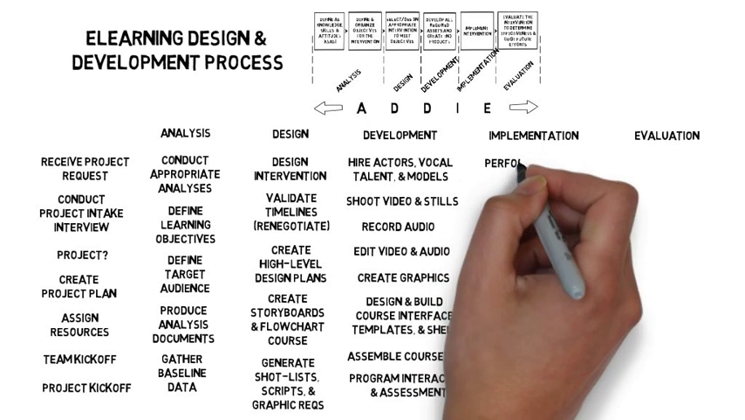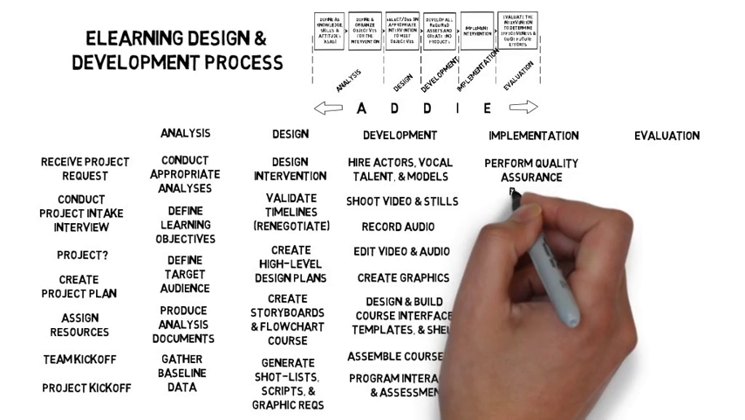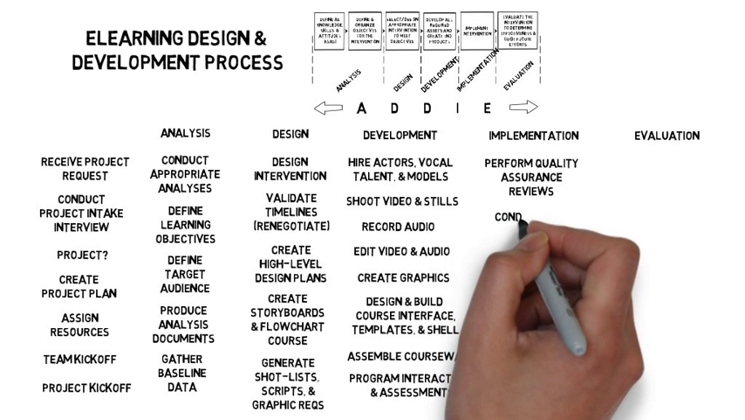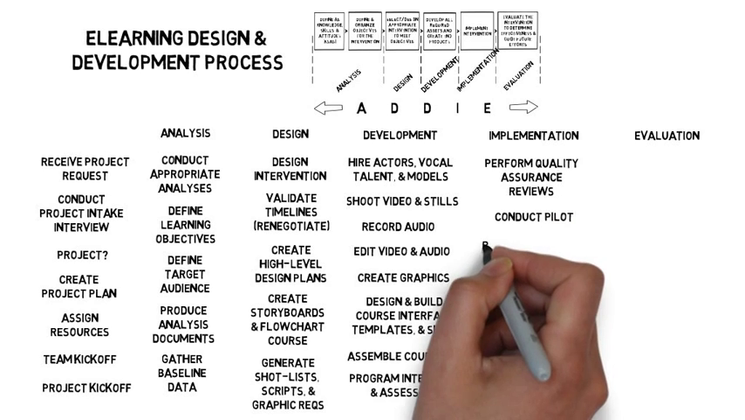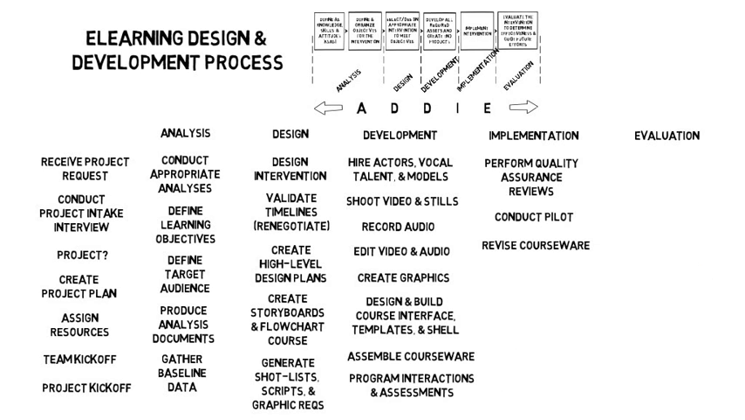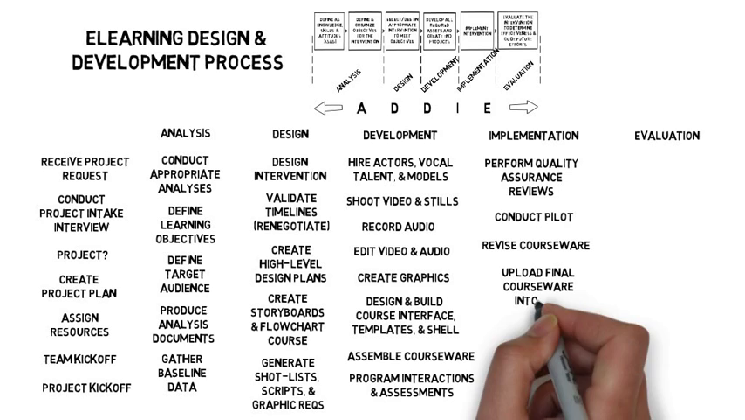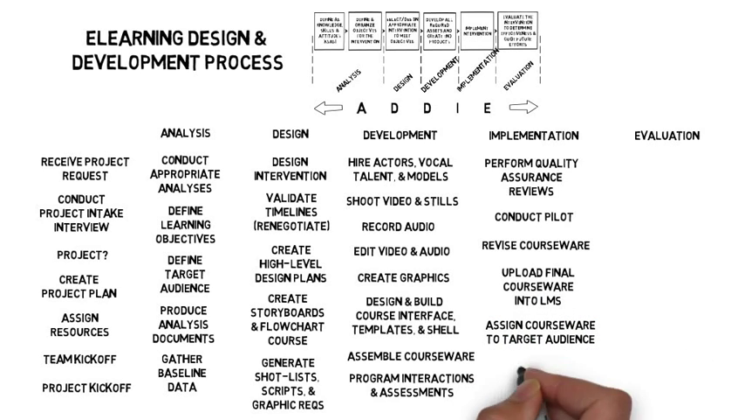Before your actual target audience takes your course, you'll want to make sure that you've conducted a quality assurance review, catching typos and programming errors. Now you're ready to conduct a pilot with a sample of your audience. Review the results of your pilot and determine if you need to revise your courseware one final time. Now you're ready to upload your final courseware into your learning management system and make it available. Assign the courseware to your target audience and make announcements and advertise as needed.